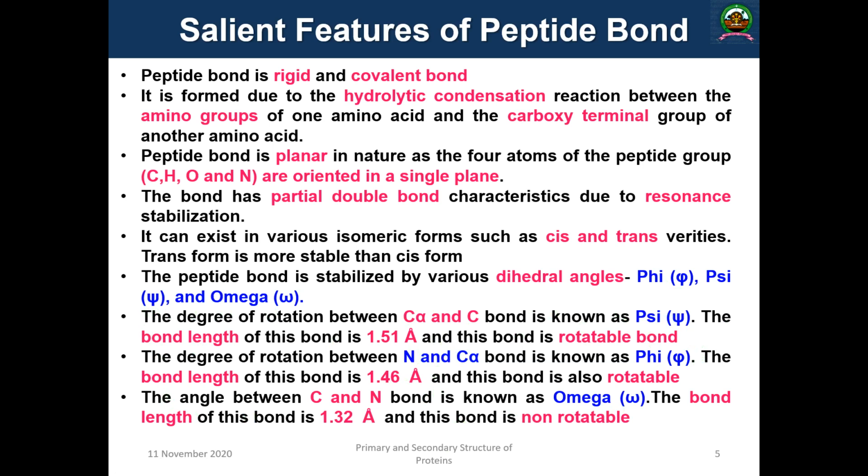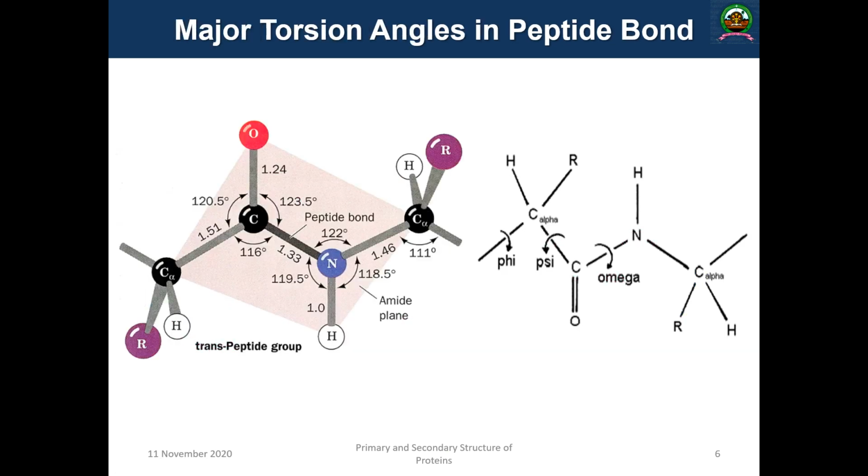So these are the major types of torsion or rotatory angle in the polypeptide chain. Here you can see C alpha, C and C alpha. The bond between C alpha and N is known as phi, and the bond between C and C alpha is known as psi. These two are rotatable bonds, and the C and N bond, this CONH, is non-rotatable. This is known as the peptide bond.